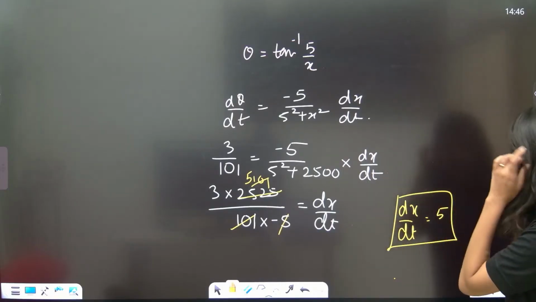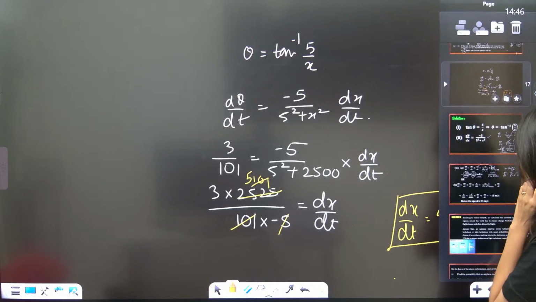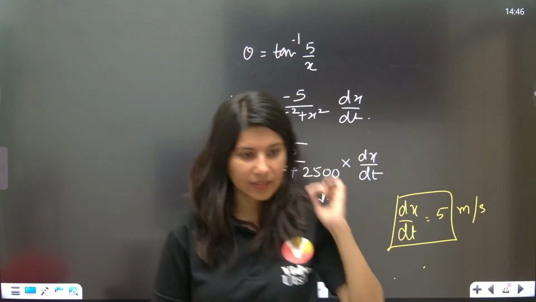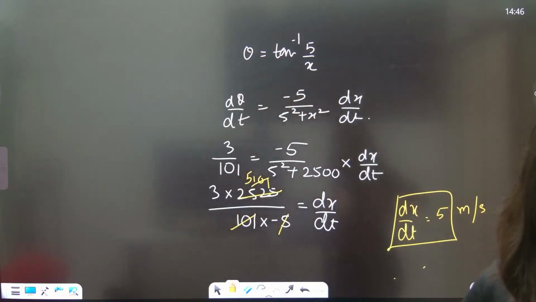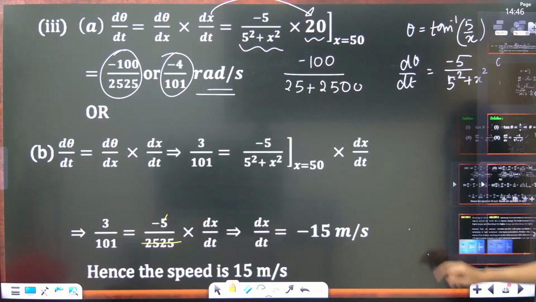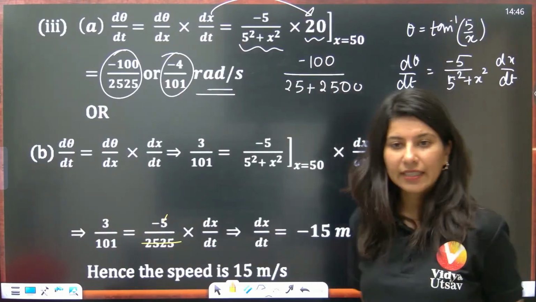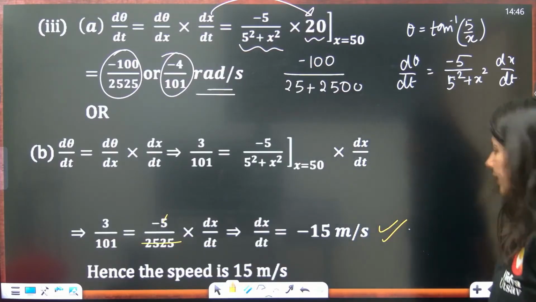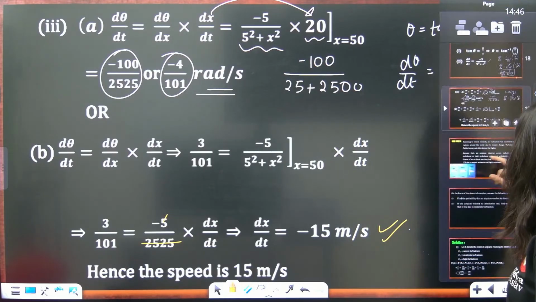And understand, you have to write the unit also. This is meter per second. Okay? 15 meter per second, with a negative sign. Clear? Correct? Alright. Next question.